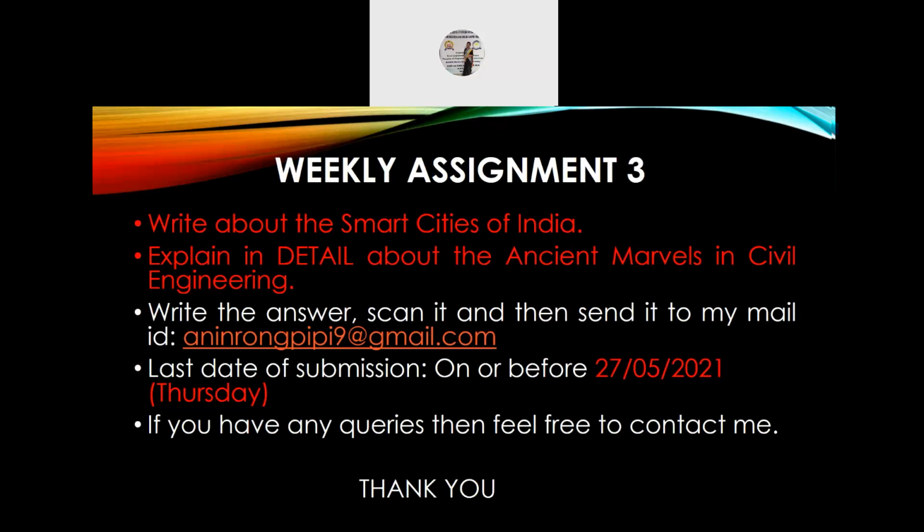So this is your weekly assignment number 3. You have to write about the smart cities of India and you have to explain in detail the ancient marvels in civil engineering. Though I have taught you about the ancient marvels in civil engineering, that was just a brief explanation, but you have to write it in detail. The last date of submission is mentioned here.